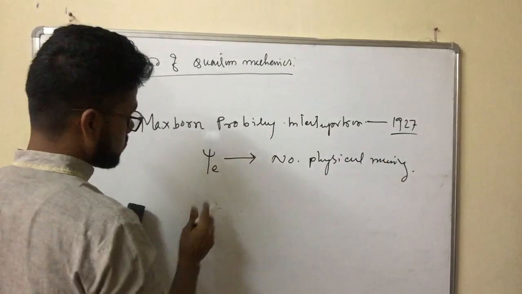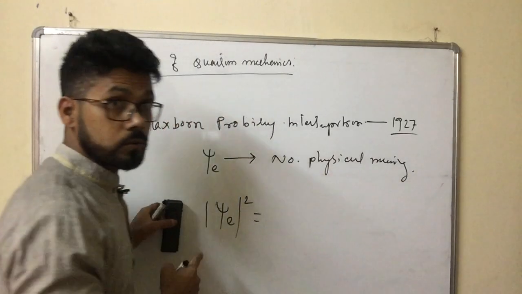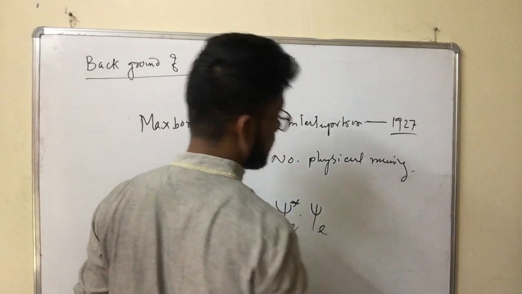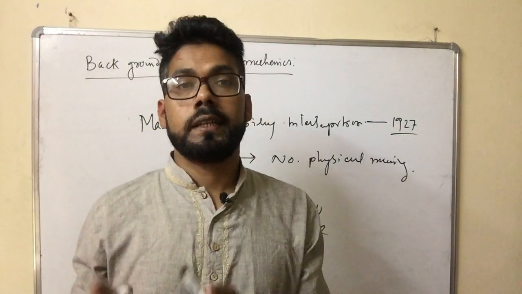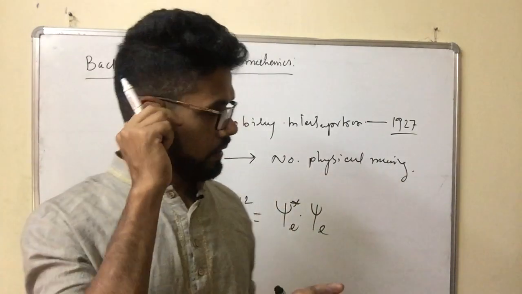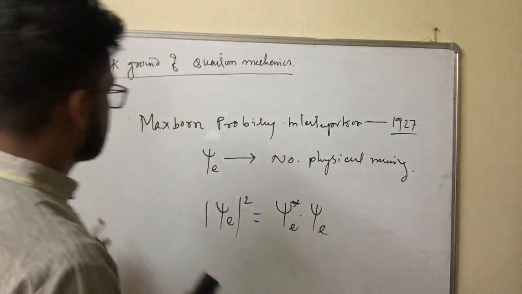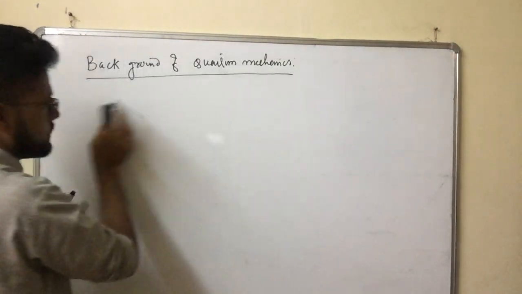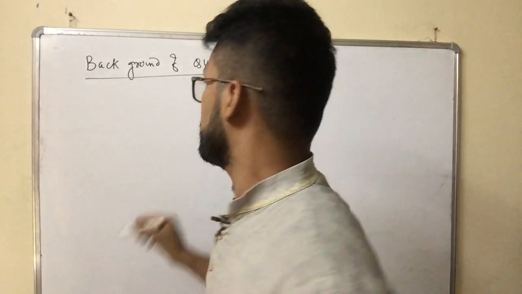but the square of the wave function, the square modulus, |psi|^2, has the physical meaning, and it represents the probability of finding the particle within the specified limit. Okay, in 1927. So we also know the probabilistic interpretation of the wave function is given by Max Born. Okay, 1928.